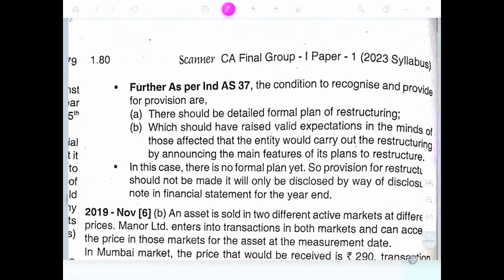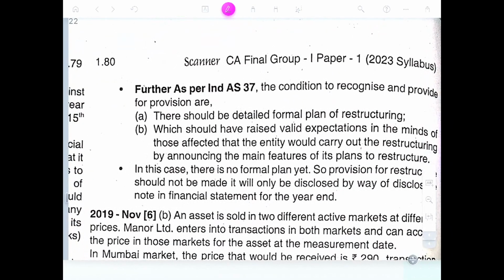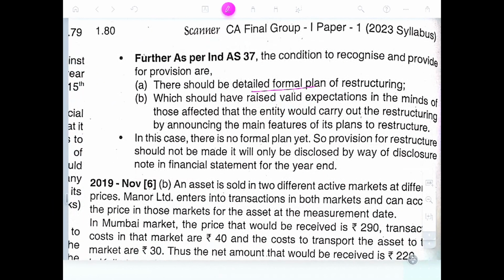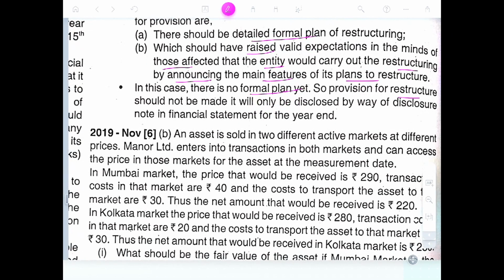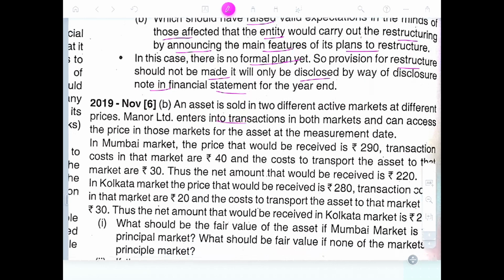Further, in IAS 37, the conditions for recognition provide that there should be a detailed formal plan for restructuring. The entity should have raised a valid expectation in the minds of those affected that it will carry out the restructuring, by announcing it and the main features of the plan. In this case, there's no formal plan yet, so the provision for restructuring will not be made. It will only be disclosed by way of a disclosure note in the financial statements of the year end.